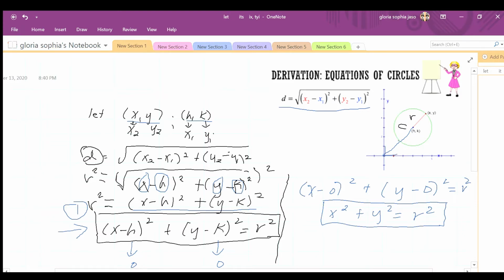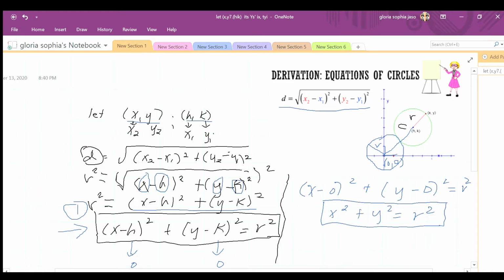Ayan. So, magiging nandito na yung circle natin. So, yung center niya ngayon is the origin at yung radius niya is r pa rin. So, coordinates ng origin natin is 0, 0. Sulat lang natin. So, ano naman yung magiging itsura ng equation natin kapag yung center ng circle natin is 0, 0 or at the origin?